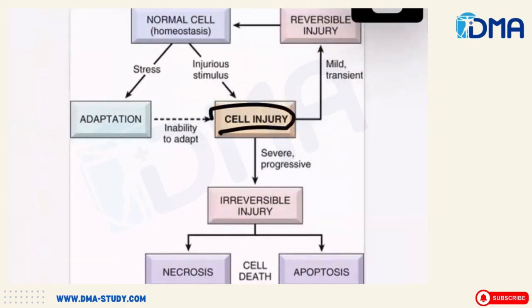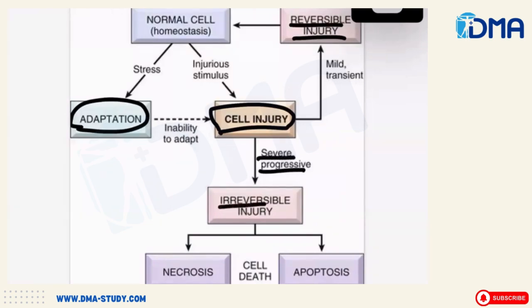It can either be a reversible injury where there is only a mild transient problem that has happened. So reversible injury means whatever the stimulus, if the stimulus is taken out or solved, it will get back to the normal cell. But if the stimulus keeps on coming inside, the cell will go for adaptation. Okay. A part of the adaptation will be reversible, but if it goes very severe and progressive, it becomes an irreversible injury. Right? So we have to know the differentiation between reversible and irreversible injuries.